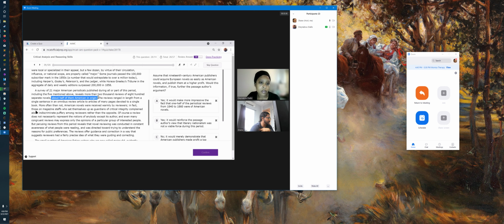Because that's saying that of all the reviews, right, this survey looked at 2,000 reviews of 800 novels, and around 400 of those novels are American. So that leads me to lean towards A, but let me see what else they're saying. It says more often than not, American novels were received warmly by reviewers. So I would highlight that.